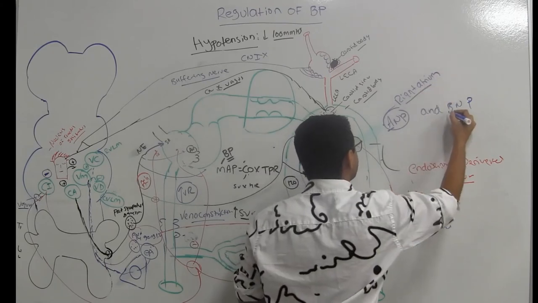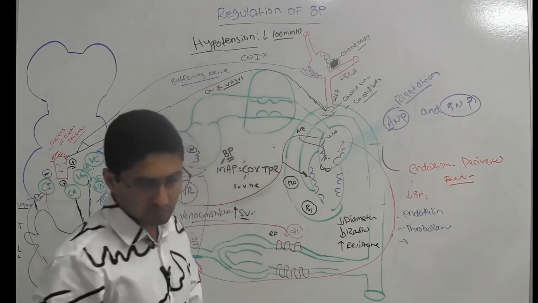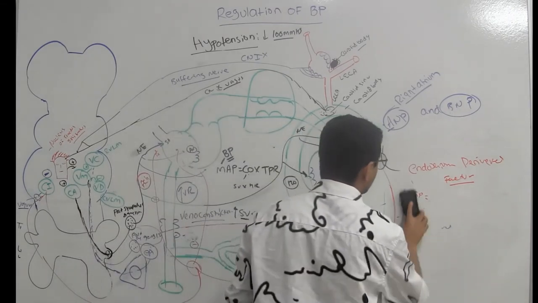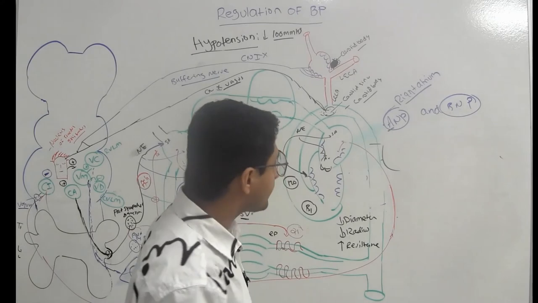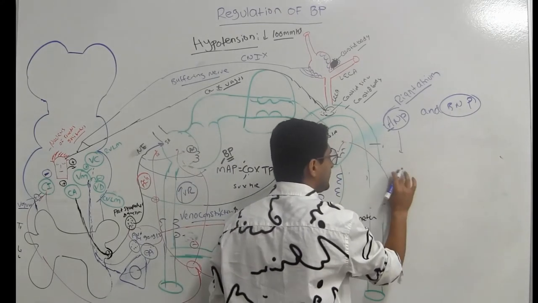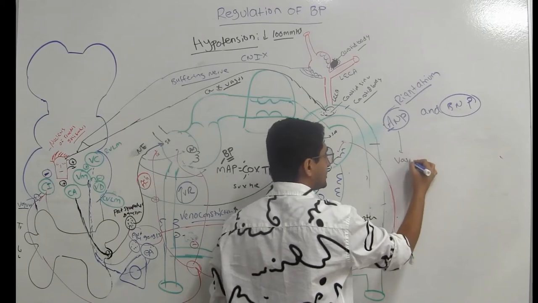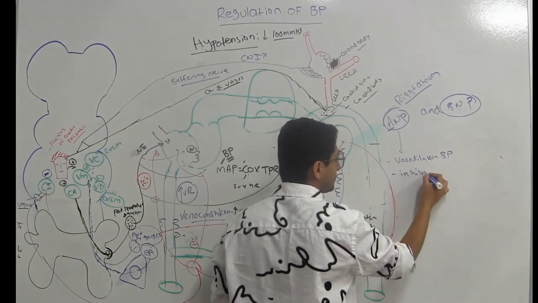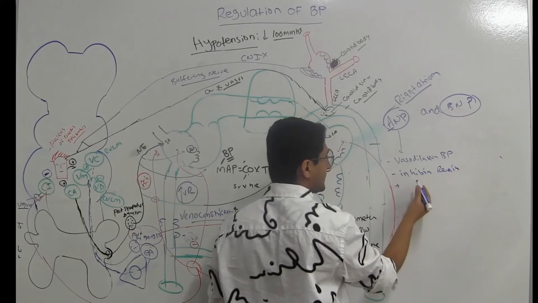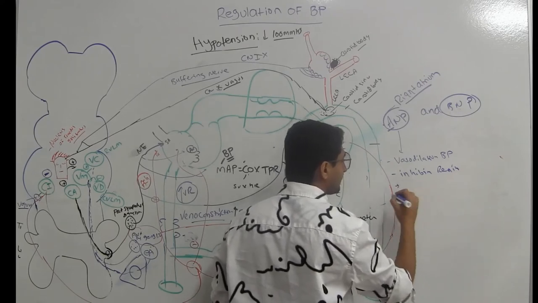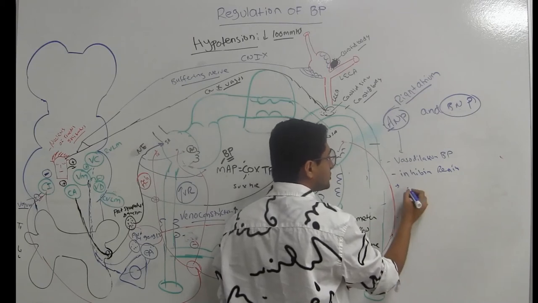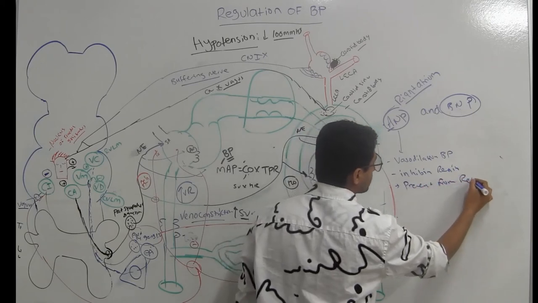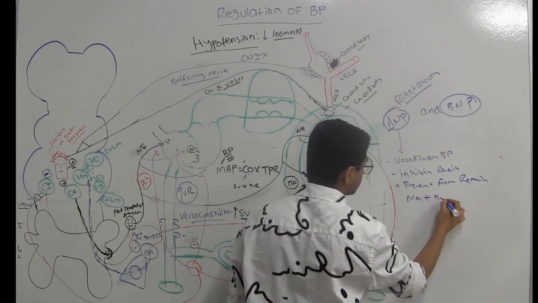Now, let me tell you what this does. BNP is actually produced by the ventricles. And the role of ANP is that these guys work in a couple of places. One of the functions of ANP is vasodilation of the blood vessels. They inhibit the renin pathway, and they also help prevent retaining sodium and water.